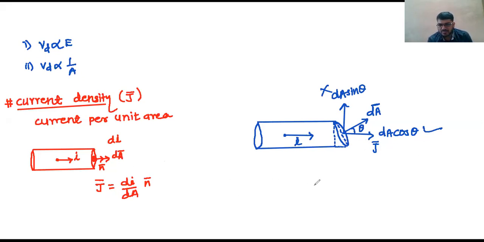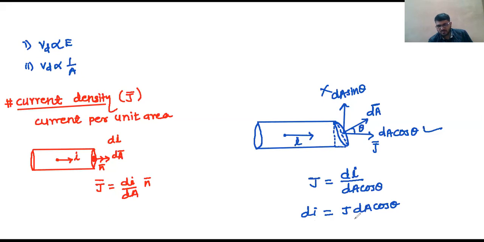So in this case, if I want J bar, then J bar is equal to dI divided by dA cos theta. I am not writing vector here. Now I want dI, so this is equal to J dA cos theta. I am not keeping the bar here for some time.